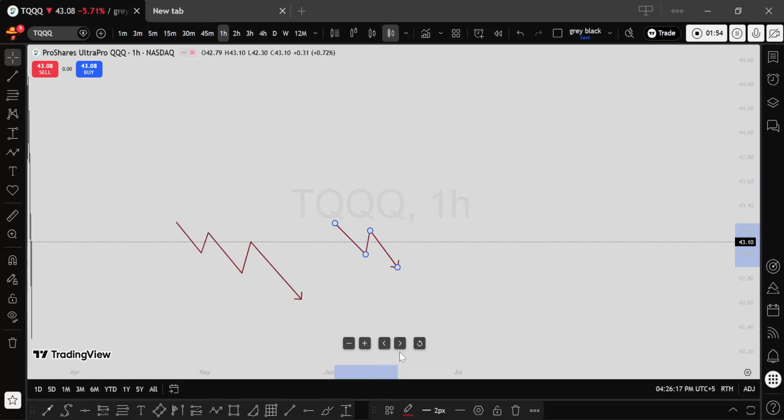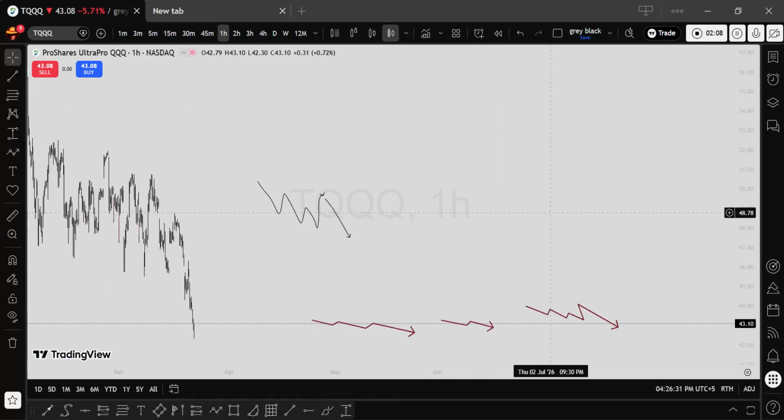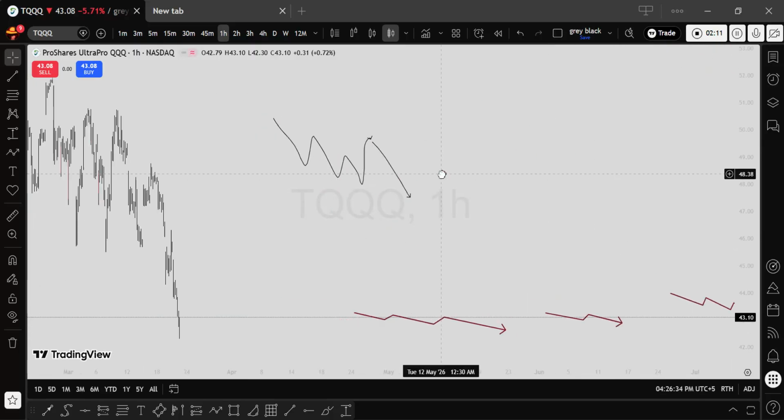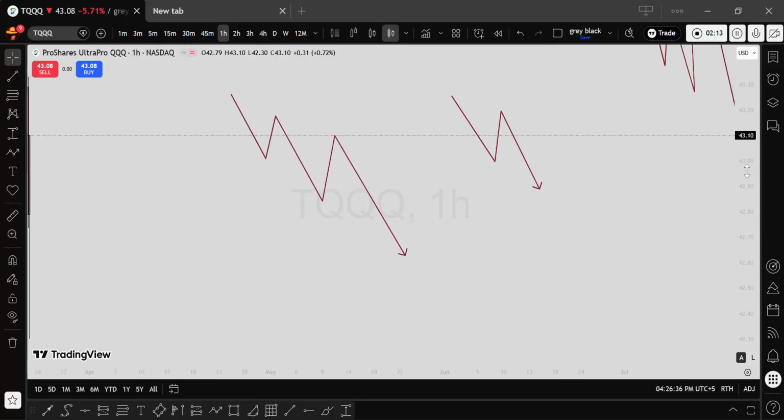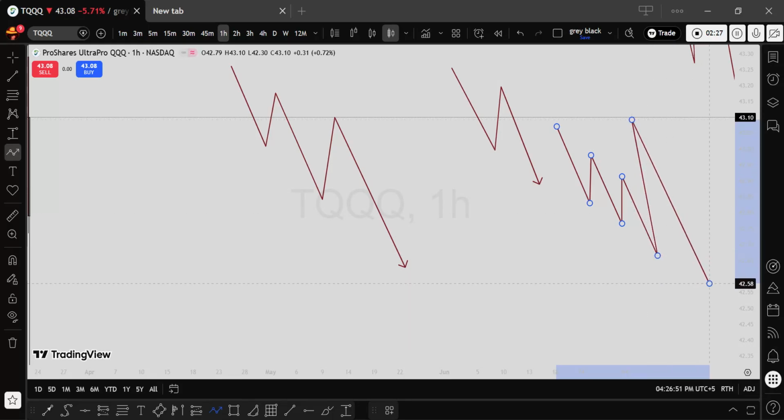Instead of going lower, the market doesn't go lower just like that. It goes up like this and sweeps this high, and then goes lower like this. This is called a liquidity sweep event happening. So how do you trade a liquidity sweep? Like this is a liquidity sweep, right? So how do you trade a liquidity sweep?